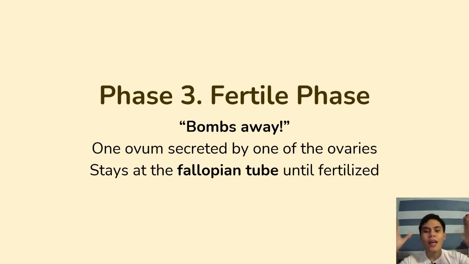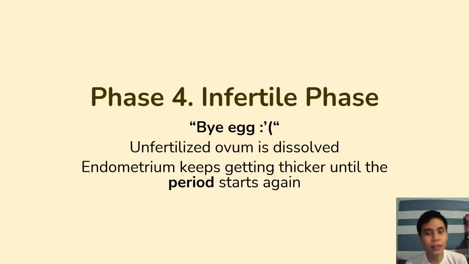The fertile phase is when ovulation occurs, when the follicle of an ovary secretes the mature ovum and it waits in the fallopian tube. So again, once it becomes fertilized in the fallopian tube, it will move to the uterus. But if it's not fertilized, it will go to the infertile phase where the ovum is broken down and dissolved into basic materials or biomolecules, and the endometrium starts to get thicker because of the hormonal controls.